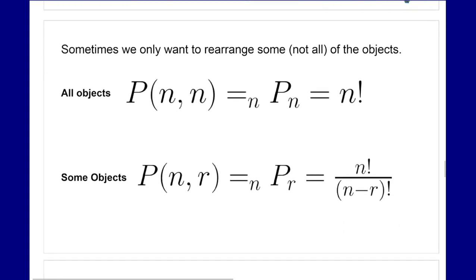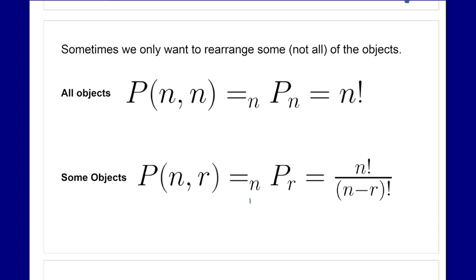Now, that was rearranging all of them. Now, in some cases, we may not want to rearrange all objects. We only want to arrange some of them. Again, similar to that lock question. So in this case, if we're doing all objects, P(n, n), which is just another notation way to write nPn, is the same as saying n factorial, which we just saw in the last 2 examples. Now, if we're arranging some objects, P(n, r), or n pick r, that's a little bit different.